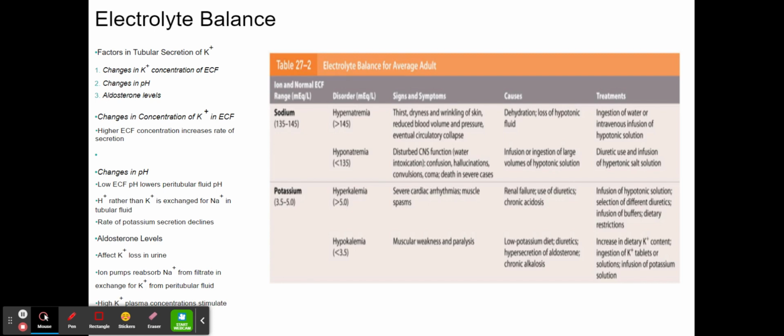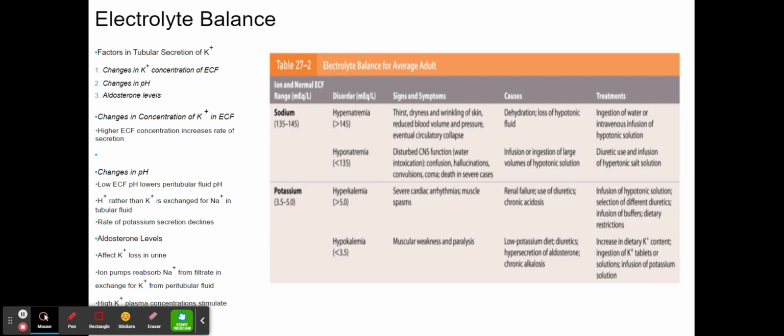High plasma potassium concentrations also stimulate aldosterone secretion directly. Either way, under the influence of aldosterone, the amount of sodium conserved and the amount of potassium excreted in urine are directly related. Two disorders of potassium imbalance are hypokalemia and hyperkalemia. Hypokalemia is the deficiency of potassium in the bloodstream. Hyperkalemia is an elevated level of potassium in the bloodstream.